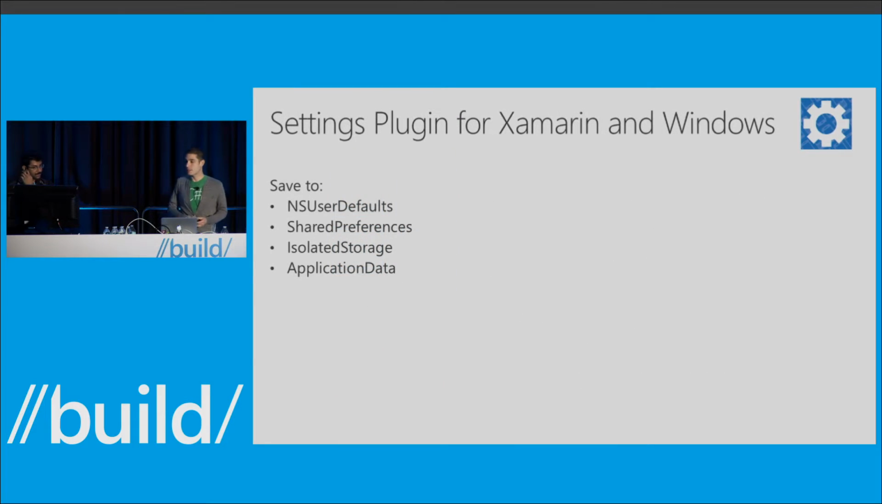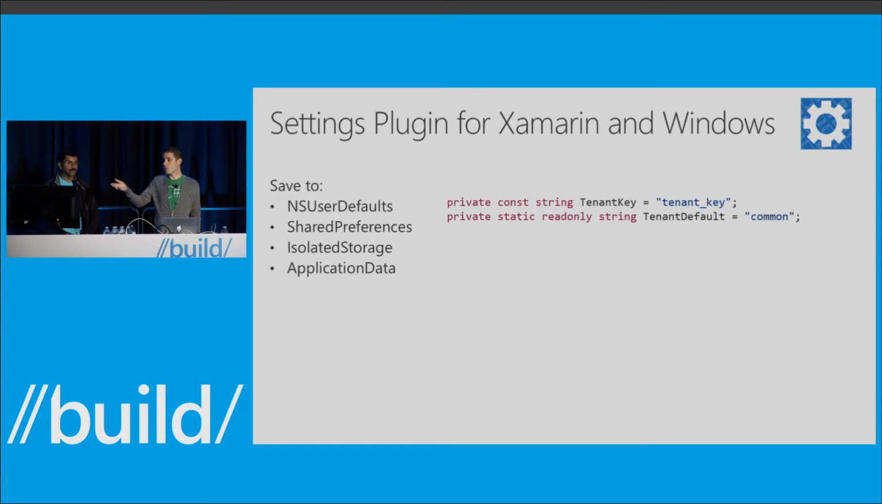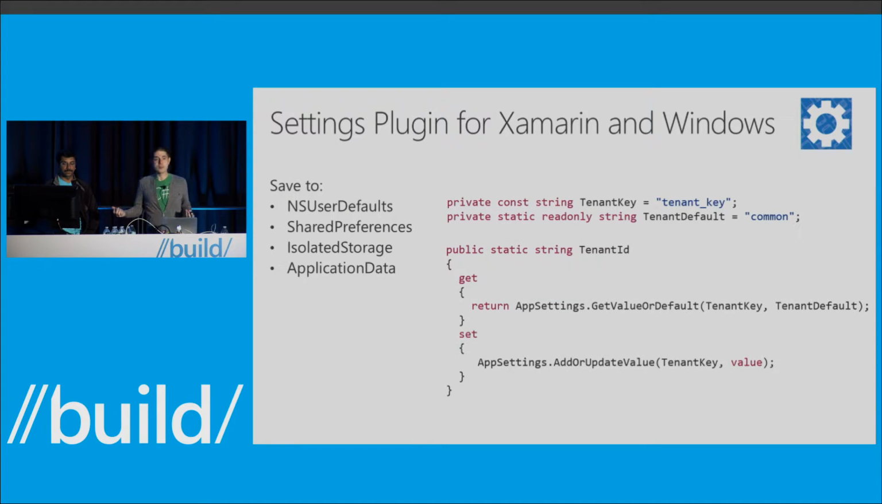So for instance, if you want to access settings, well, I want to store it in NSUserDefaults on iOS, shared preferences on Android, or isolated storage or application data. So how we do this is we have a tenant key and a tenant default. This is where I'm going to store it personally in my settings. Then I have a simple getter and setter.